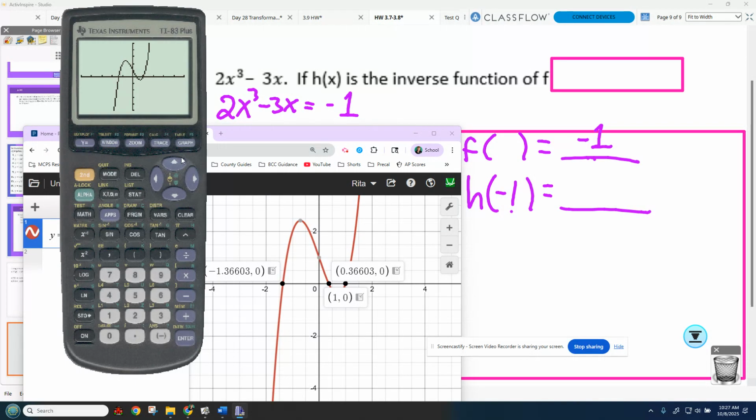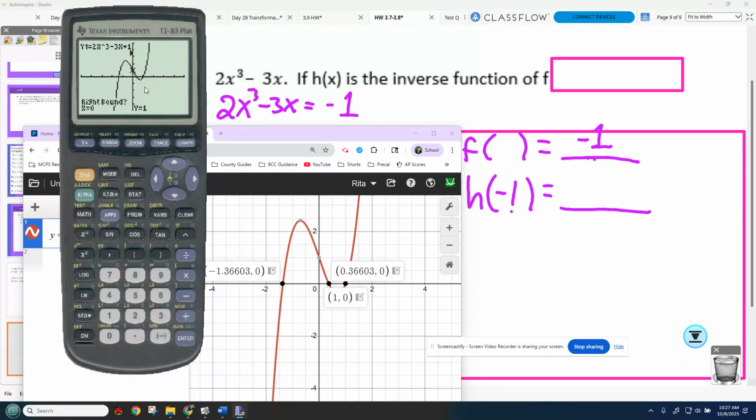Middle. Okay. So to find the one in the middle, I'm going to hit second trace, which is calculate. I want to calculate the zeros on this. And then it says, what's the left bound? Is it blinking to the left of the middle 0? It looks like here's my middle 0. It's blinking to the left of it, so I'm going to hit enter.